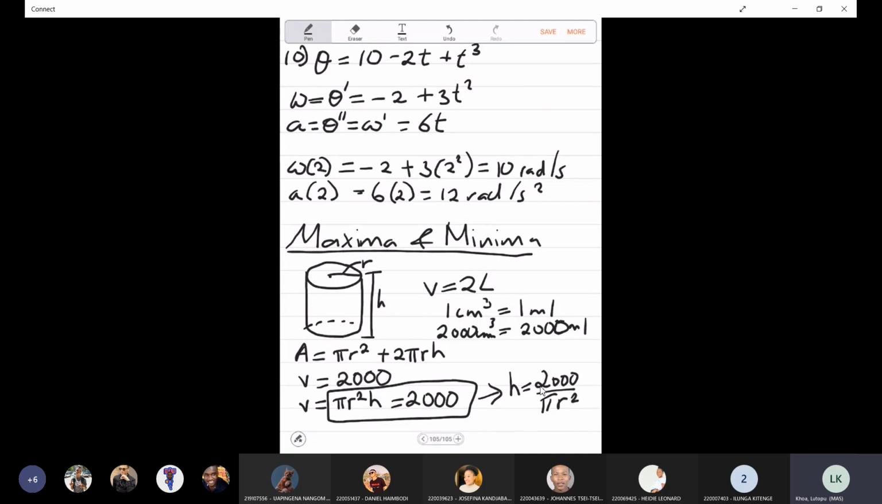Then what we do with this h is we will substitute it into the formula for a. Then our formula for a will be in terms of only one variable. And when it's in terms of only one variable, we know how to work out the maximum or the minimum. You differentiate, equate to 0, and then you use the second derivative to test that it is in fact the minimum.